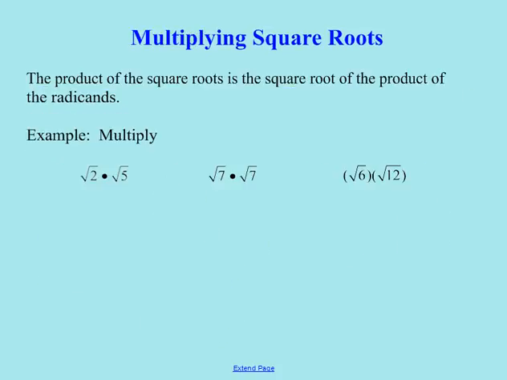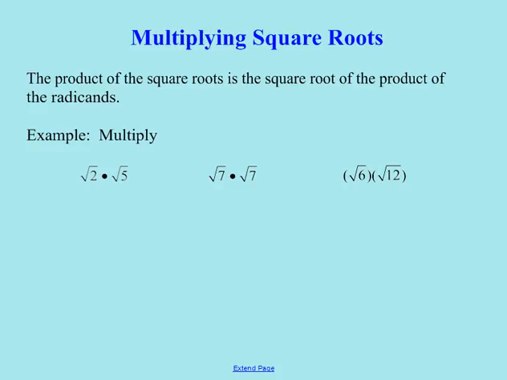All right, next we're going to talk about multiplying square roots. The product of the square roots is the square root of the product of the radicands. Let's look at our examples. The square root of 2 times the square root of 5.